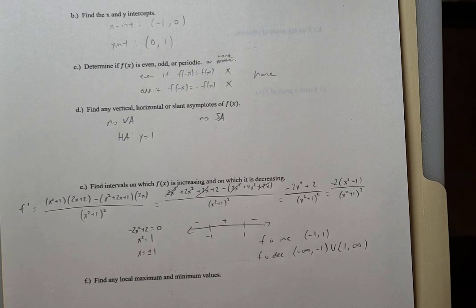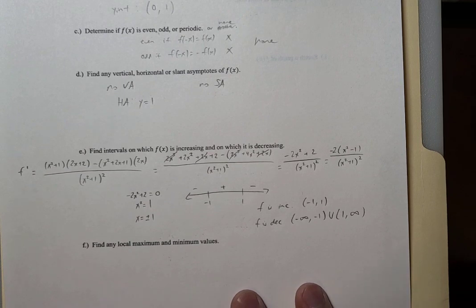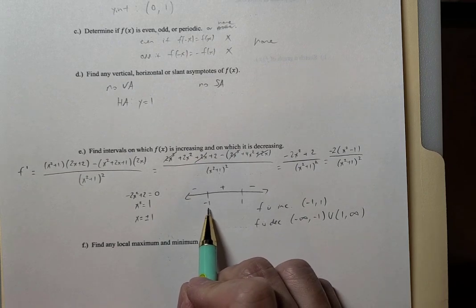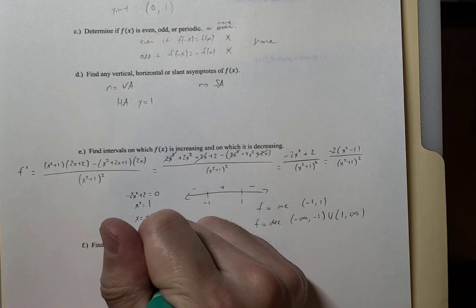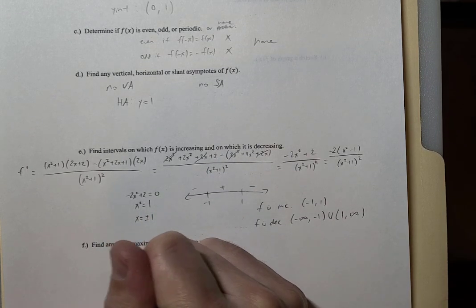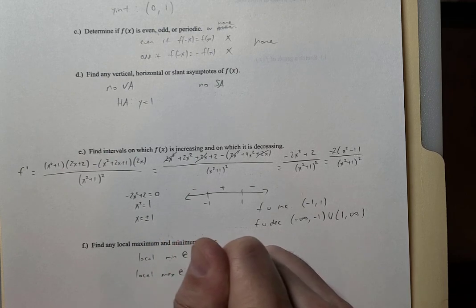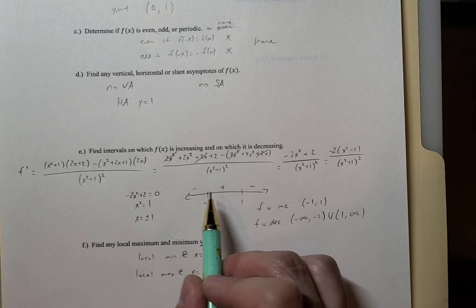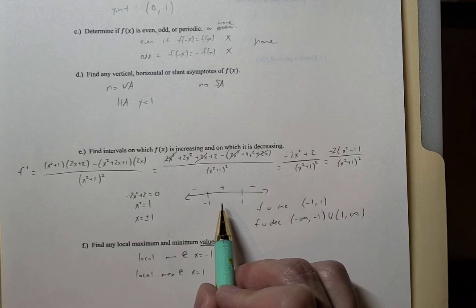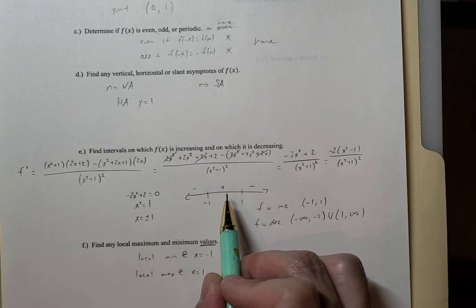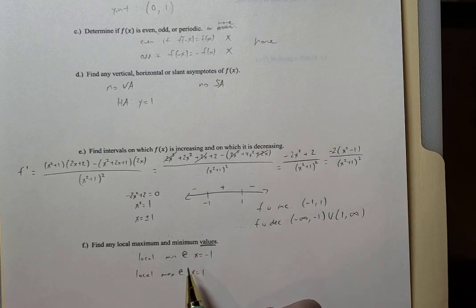Okay? That's how we do that one. Find any local max and min values. No, it says values, okay? So we did our first derivative test, so we know that there's a local min at x is negative 1. And there's a local max at x is equal to 1. How do I know that? Derivative goes from negative to positive, so that's a minimum, because when the derivative is negative, the function is decreasing, and then the derivative is positive, the function increases. Decrease, increase, that's a min. Similarly, positive to negative, it'll be increase, decrease, that's a max, okay?